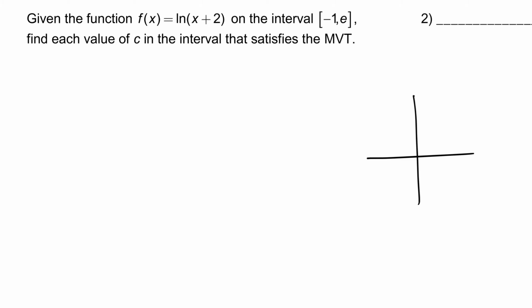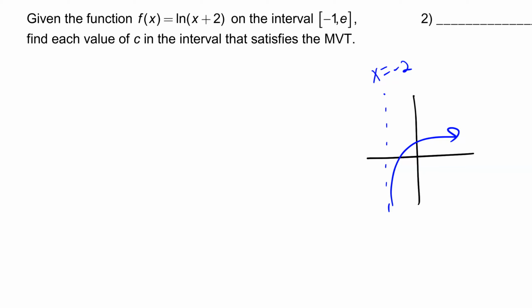ln of x roughly looks like this. But ln of x plus 2 means I shifted over by 2, so my vertical asymptote is at x equals -2. Issue: I'm not defined for less than -2. So if my interval was from -5 to 5, nope, can't satisfy mean value theorem. If you have places that are not defined, not continuous, or non-differentiable on your interval, you just say no. You can't apply mean value theorem and you move on with your life.